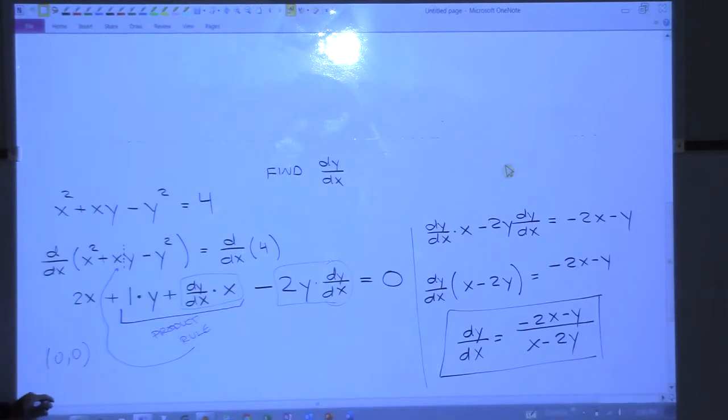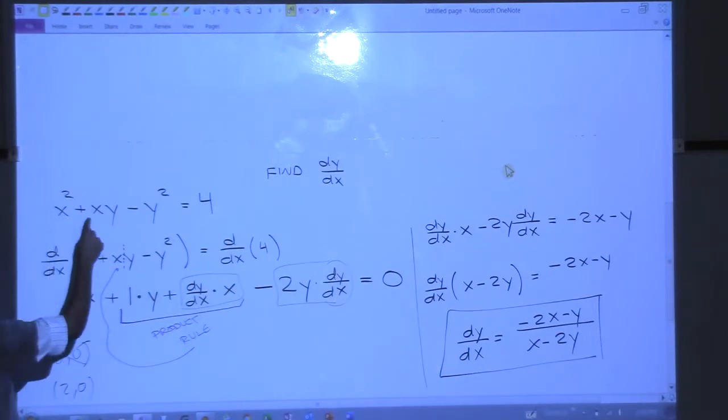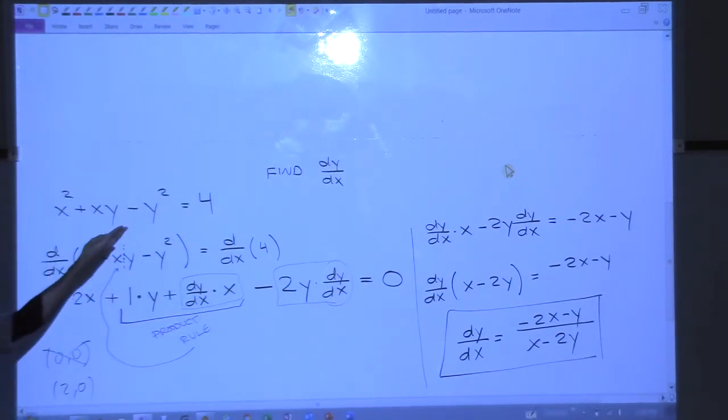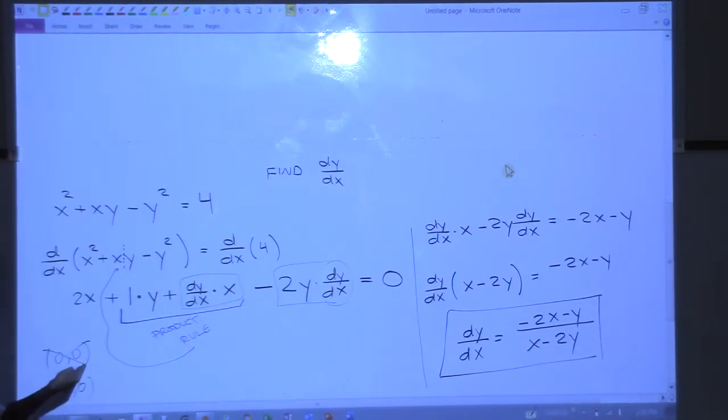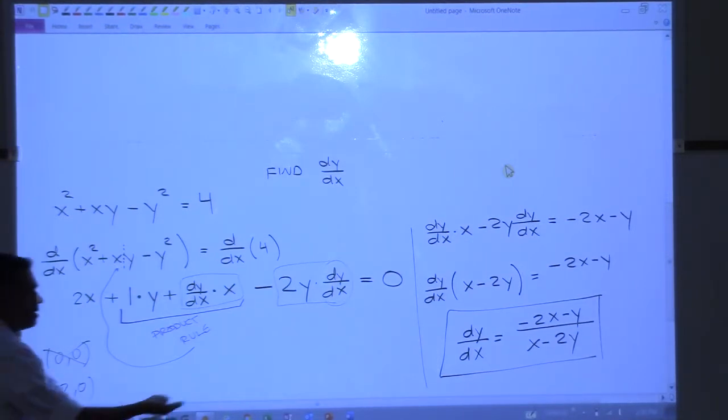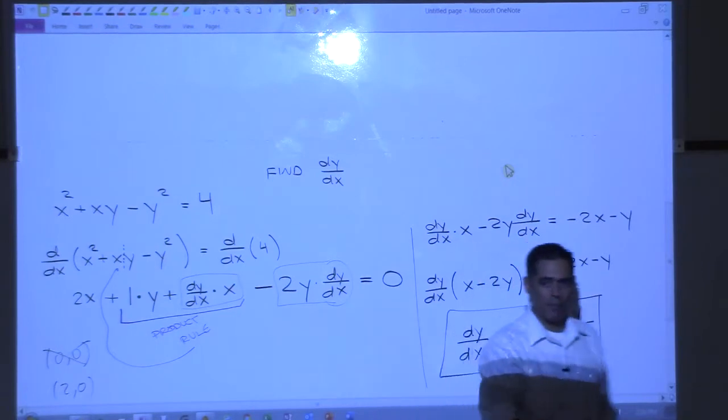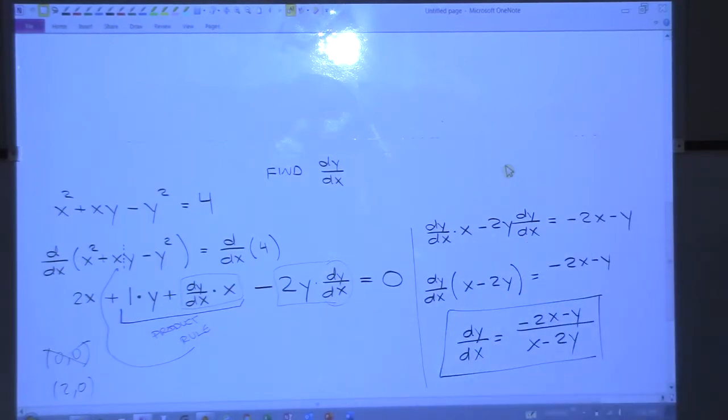Like I think the point 2, 0 works, right? 2 for x, 0 for y would make that true, wouldn't it? So that point lives on the curve. If I want to know what the slope of the tangent line is here, I just plug it into this, and that'll give me the slope. Make sense?